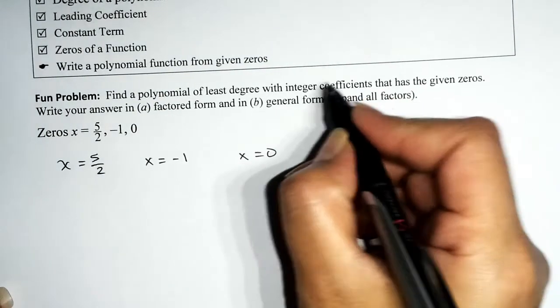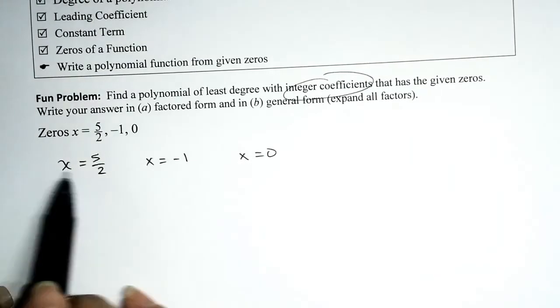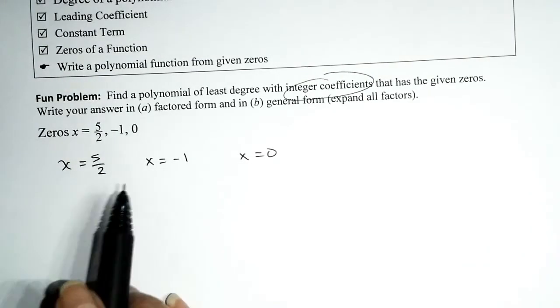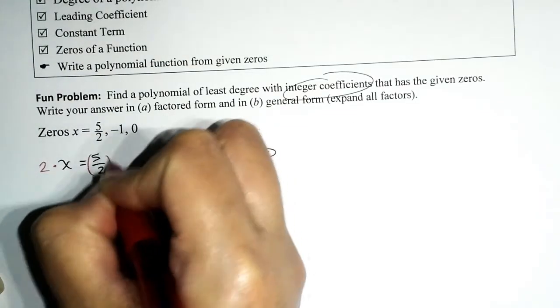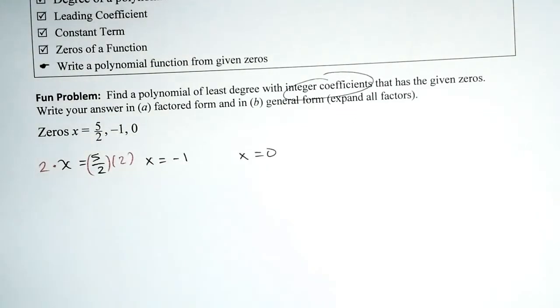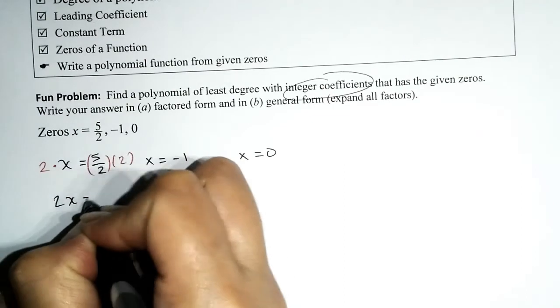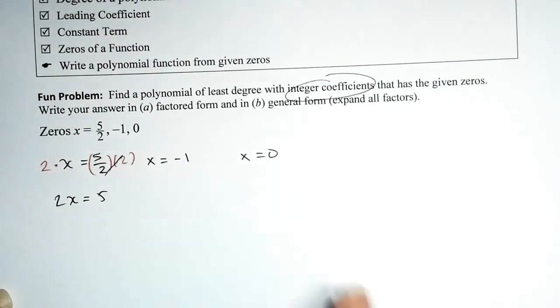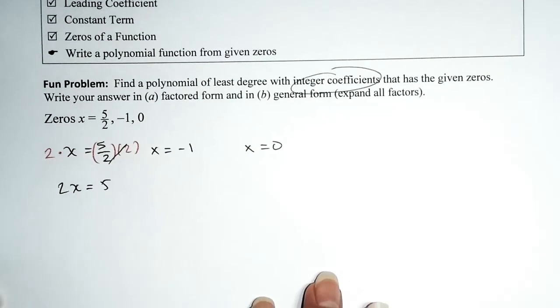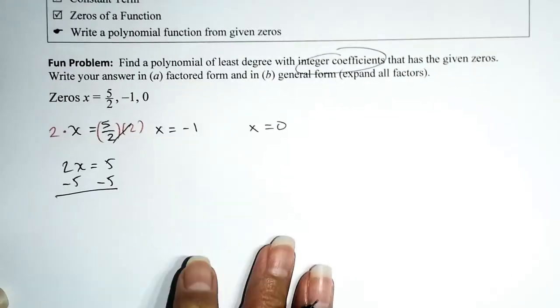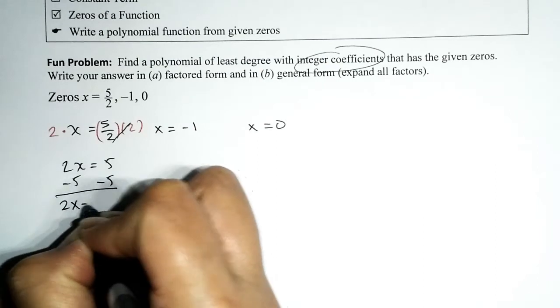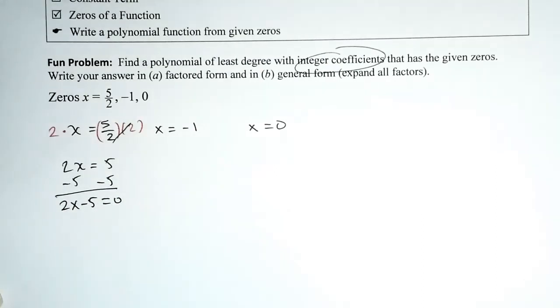So because we want integer coefficients, we don't want these fractions here. So let's go ahead and multiply both sides by 2. So when we do, after we multiply both sides by 2, that will give us 2x is equal to 5. Cool. Let's go ahead and set this equation equal to 0. So we subtract 5 from both sides, and that will give us 2x minus 5 is equal to 0.